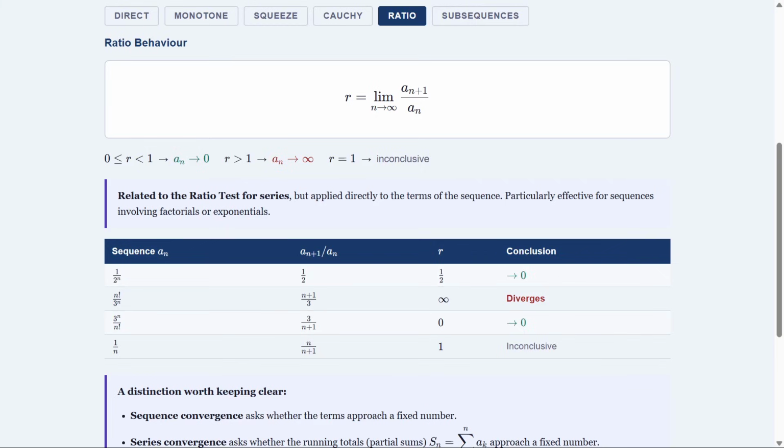And there are 4 examples given underneath. Some tend to 0, 1 diverges, and 1 is inconclusive. Remember, you must take a term in the sequence and divide it by the previous term and work out the limit of that ratio as n tends to infinity, and compare that value r against 0 and 1.